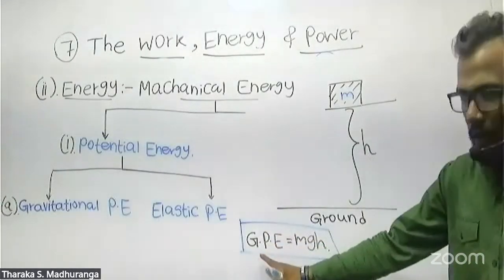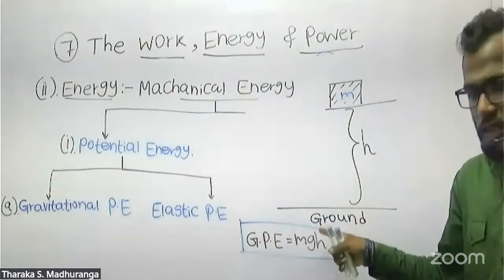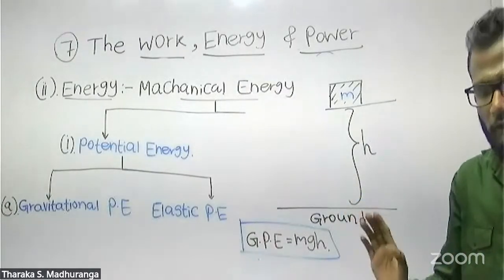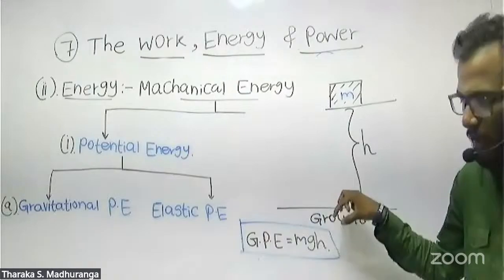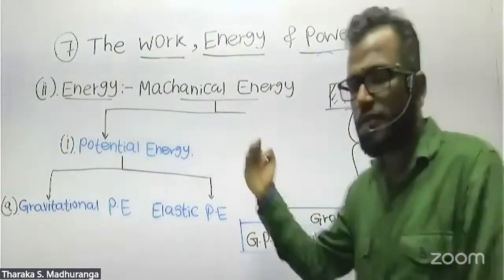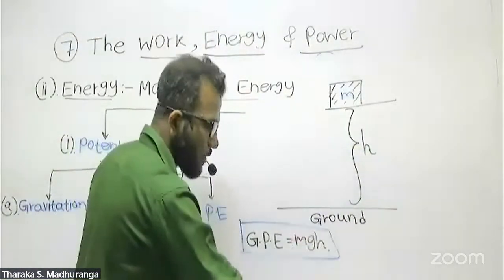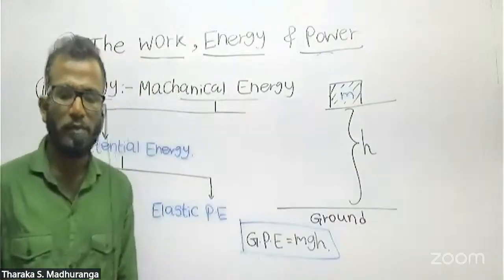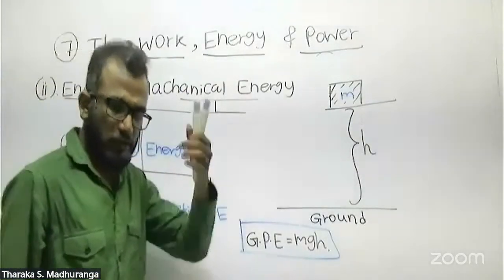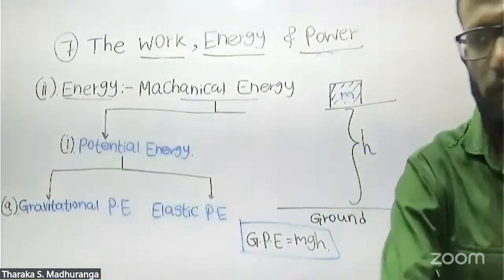The gravitational potential energy equals mgh. m means the mass of the object, g means gravitational acceleration, and h means the height from the gravity level. If you don't know, you can label. mgh is the equation.